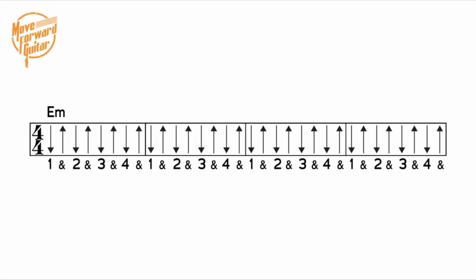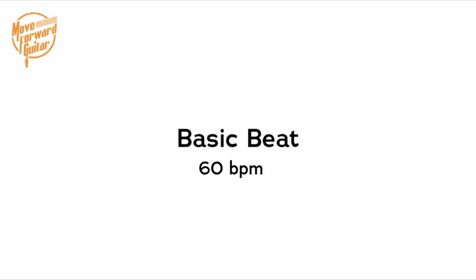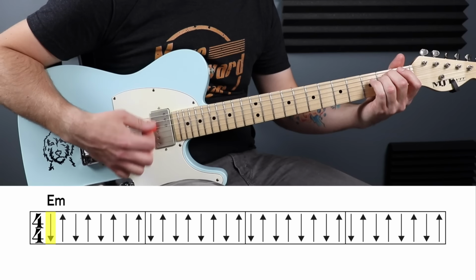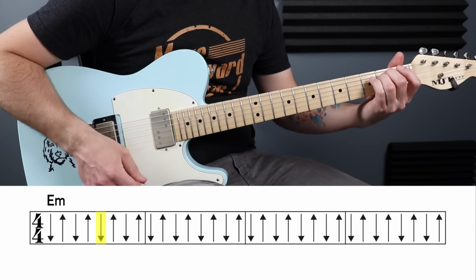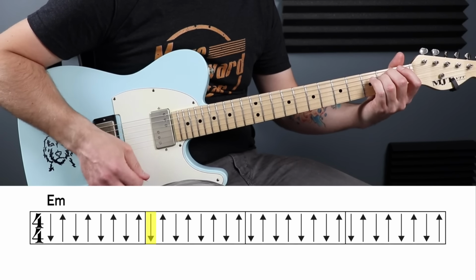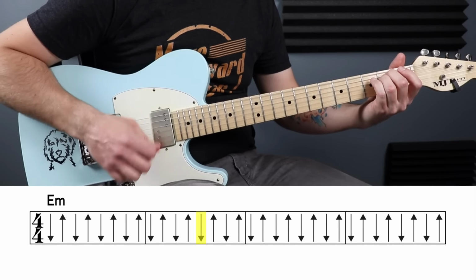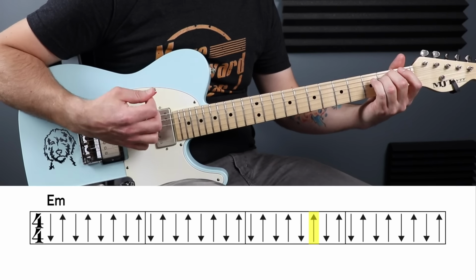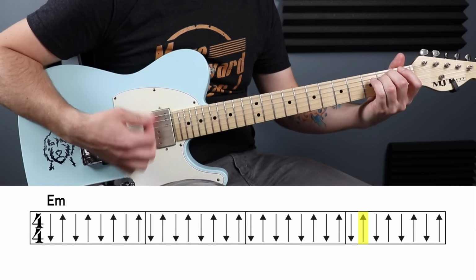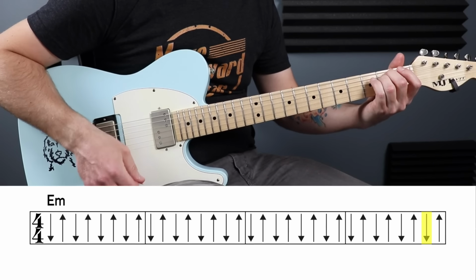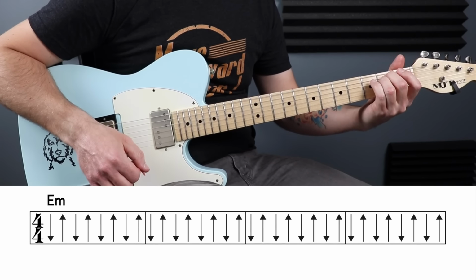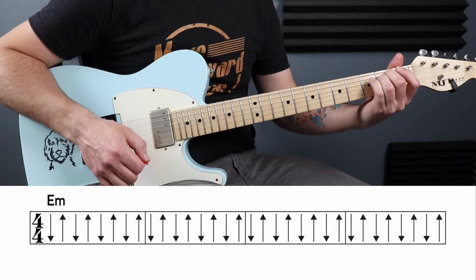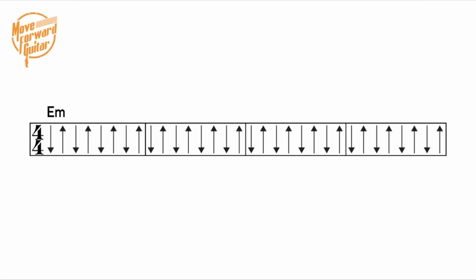So I'm going to play this again to the backing track, but this time I'm going to count along. 1 and 2 and 3 and 4 and, 1 and 2 and 3 and 4 and, 1 and 2 and 3 and 4 and, 1 and 2 and 3 and 4 and.